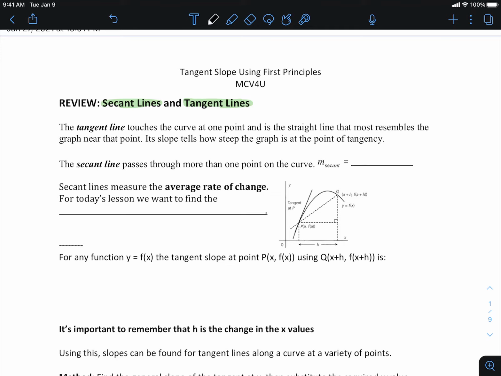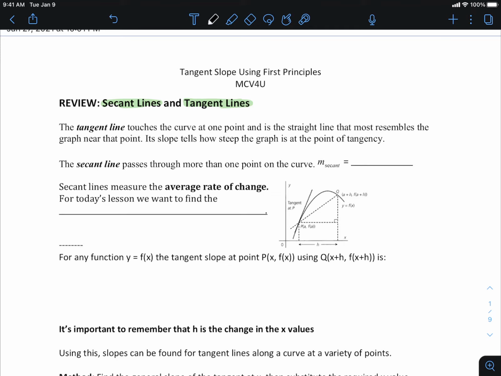So the tangent line touches the curve at one point and is in a straight line that most resembles the graph near that point, okay? Its slope tells us how steep the graph is at that point of tangency, okay? Whereas the secant line passes through more than one point on the curve, right?